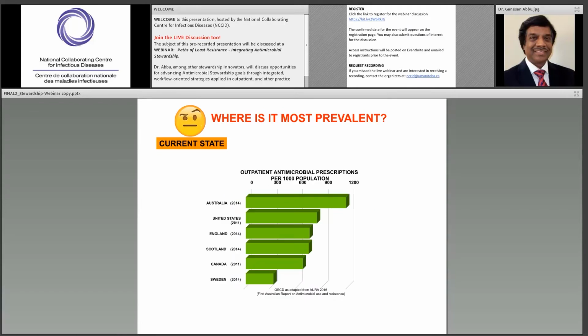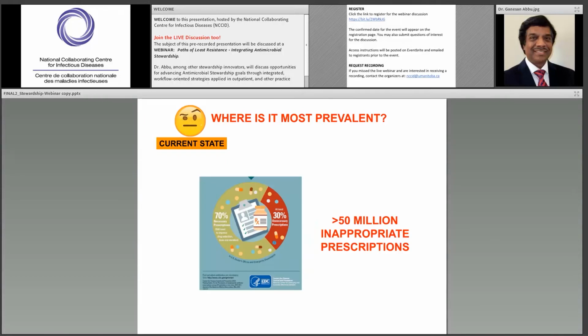How do we compare when we look at ourselves against other OECD countries? Now, Canada would seem to be in a favorable position. However, when you look at the real numbers, we are quite some distance from countries like Sweden and Netherlands, who have a prescribing rate of only 300 per thousand population. Now, if we look at the North American numbers, 30% of our prescriptions for antimicrobials are inappropriate. And this translates to 50 million inappropriate prescriptions every year.